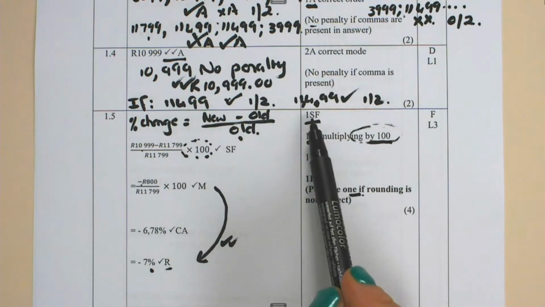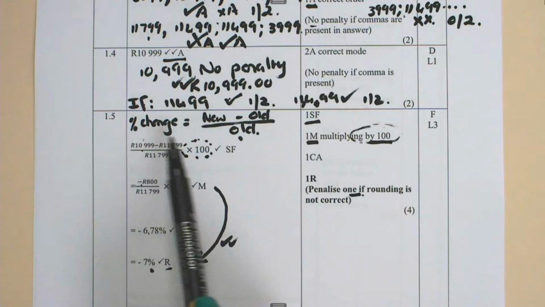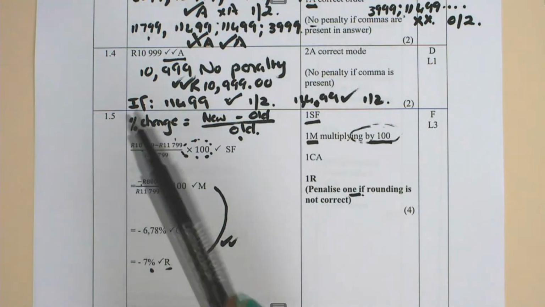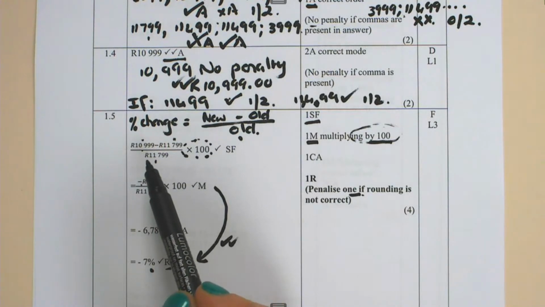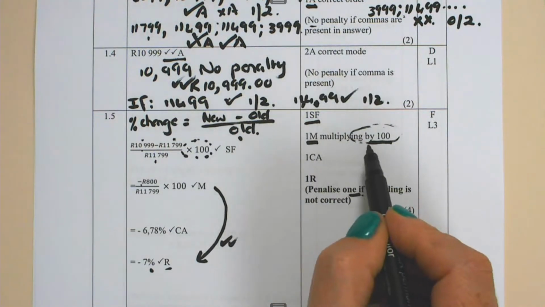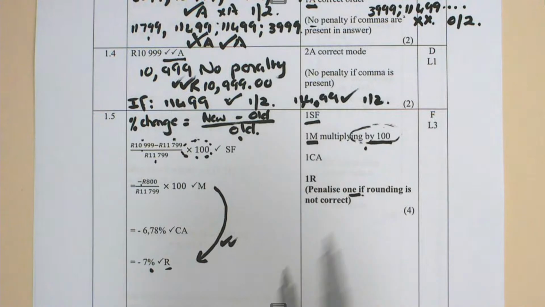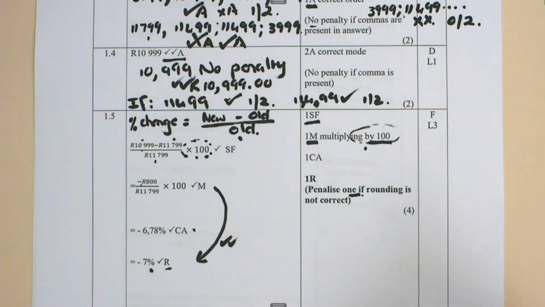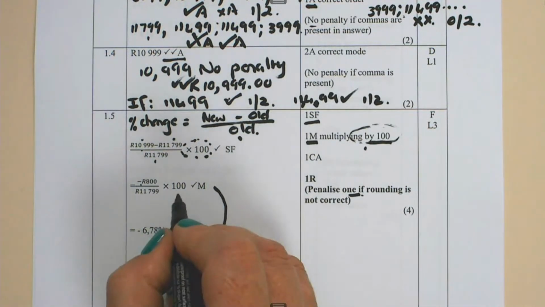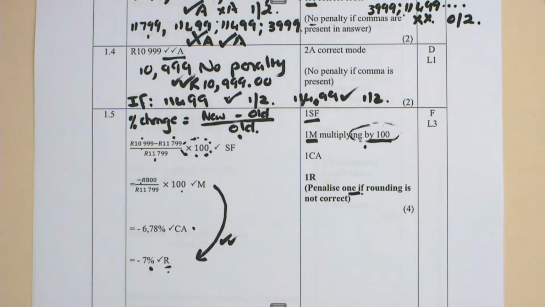So the first mark is to substitute all of these things in the correct place: new minus old over old. The second mark is to multiply by 100. The third mark is then to CA the answer, and the fourth mark will be on the rounding. The third and the fourth mark can be combined. Some learners do multiply with the 100, although they don't write it.